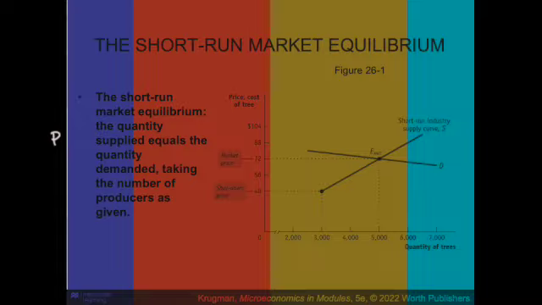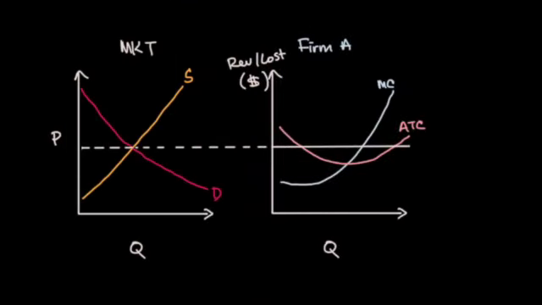5. The long-run market equilibrium. Deeper into what happens in perfectly competitive markets in the long run. So what we have on the left-hand side, and we've seen this multiple times already, is our supply and our demand curves for our perfectly competitive market. And you can see the equilibrium price right over here, marked with this dotted line.